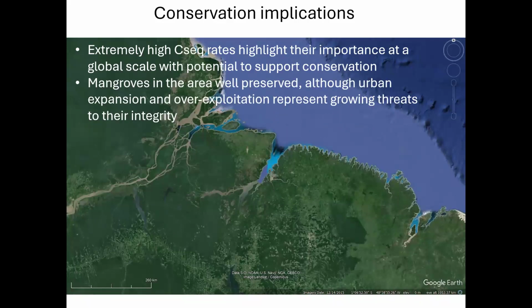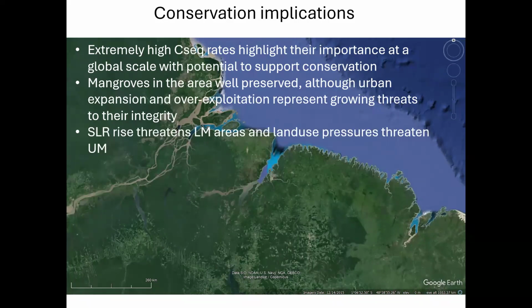Mangroves in the area in the north of Brazil are well preserved, and the same goes for the northeast of Brazil, although urban expansion and overexploitation represent growing threats to their integrity, okay, from a legislation perspective. Sea level rise in some of those areas is threatening the lower mangrove, as we've seen in other parts of the world. And land use pressures in some parts of Brazil are threatening those upper mangroves, the ones that are at the terrestrial edge.